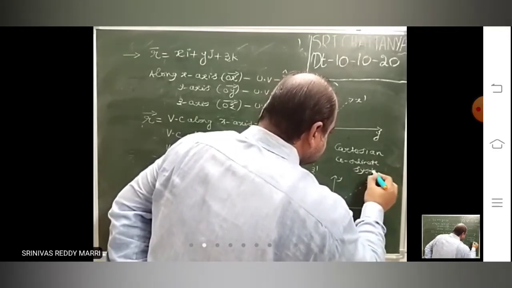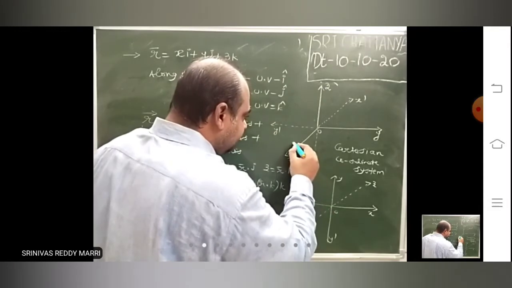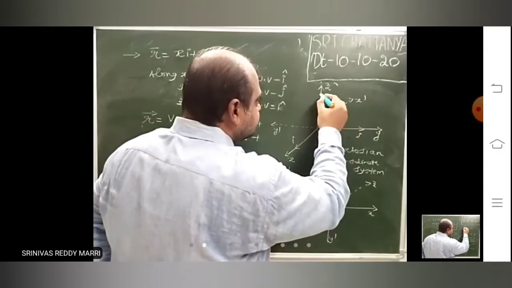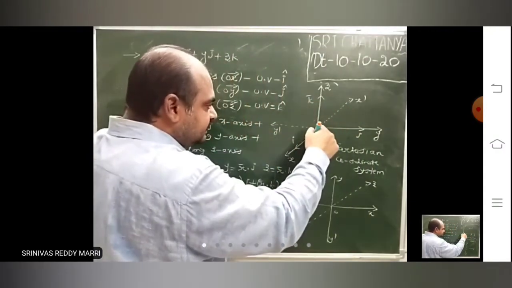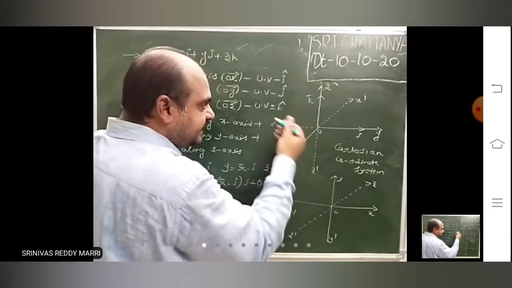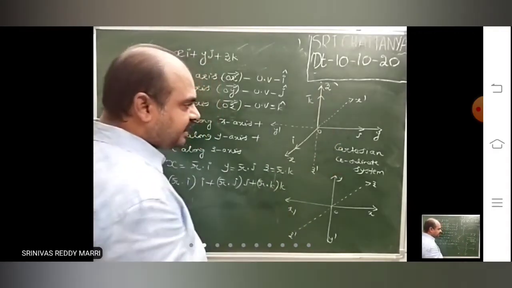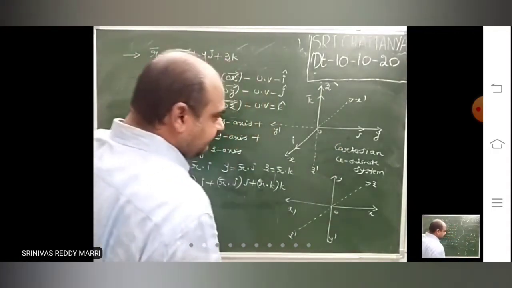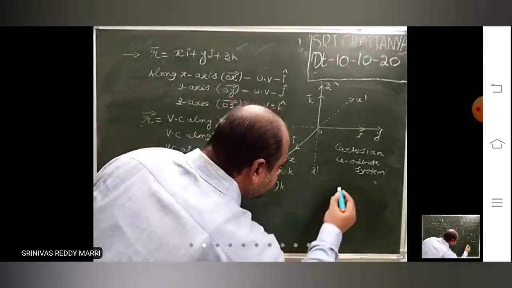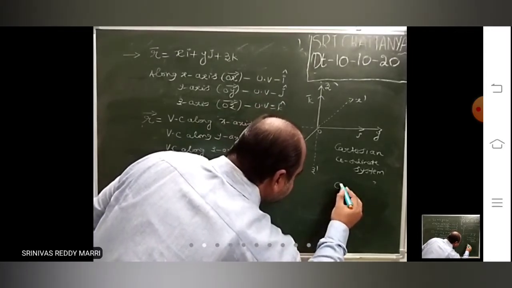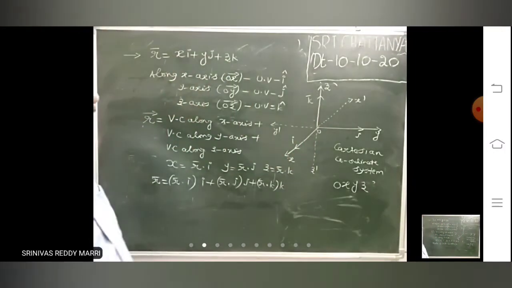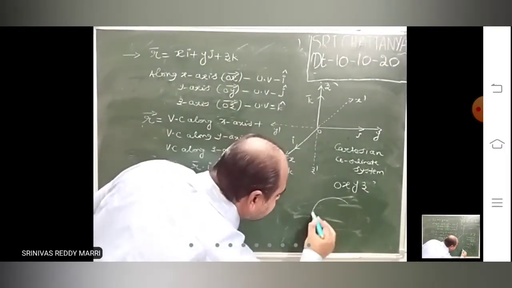Along this, i bar will be there. Along this, j bar will be there. Along this, k bar will be there. If this direction is i bar, then this direction is minus i bar. This direction j bar means the opposite direction is minus j bar. This direction k bar means the opposite direction is minus k bar. So this is called the Cartesian coordinate system. Always it will follow an order: X, Y, Z axes will be like this. O, X, Y, Z. Look at the cyclic order.